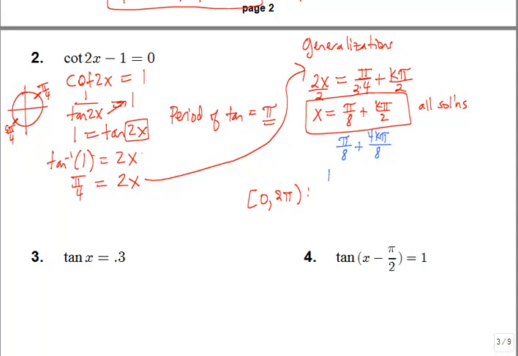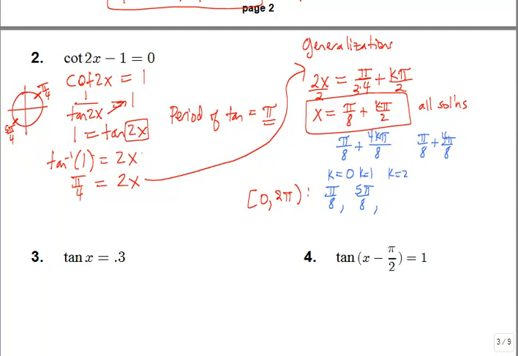And now I'm going to let k be 0 in this generalization. If you let k be 0, then this whole fraction on the end goes away, and you're just going to get that basic angle that we started with, pi over 8. If I let k be 1, 4 times 1 is 4, so this is going to be that original pi over 8 plus 4 pi over 8, and that becomes 5 pi over 8. So that's what we get when k is 1.